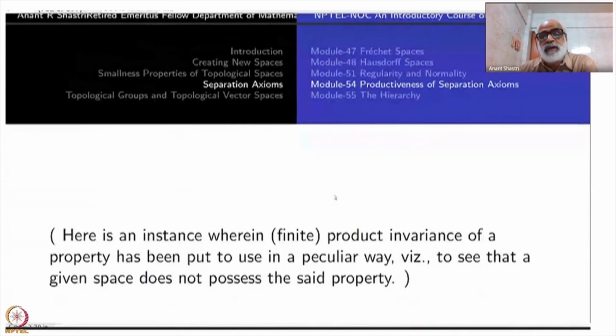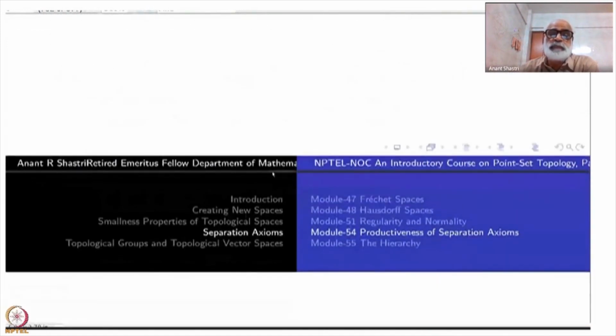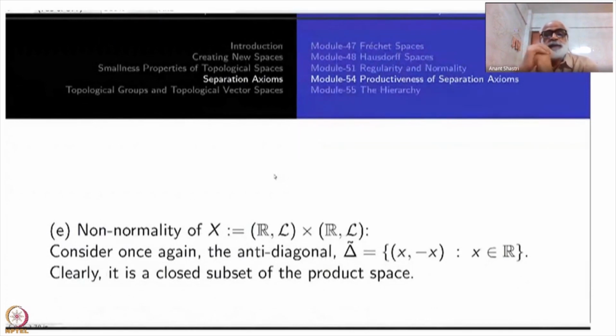Now here is a remark. We have used finite product invariance of second countability in a peculiar way to see that a space is not second countable. So you see, you can use certain theorems in a negative way also. So they also help in this way. All right. Now let us continue with this space.